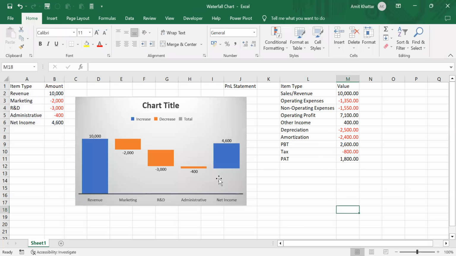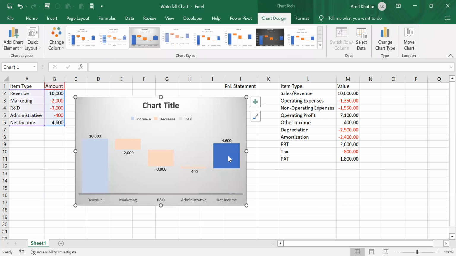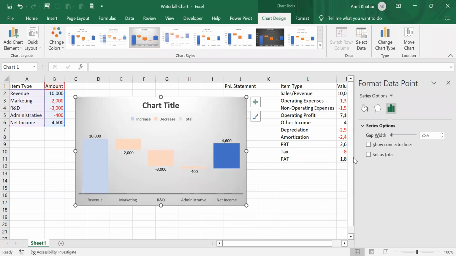So now from the chart, I can see that revenue is a positive increment. Marketing is a cost, it's an expense, so deduction. R&D is an expense, so deduction. Admin is an expense. Now this net income is my total. What I'll do is Control double click and I will set it as a total.